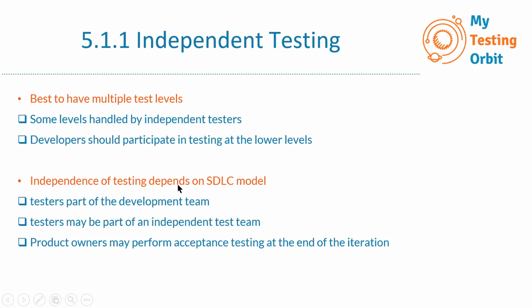Independence of testing also depends on the SDLC model. Okay, so now this one is also really, really important. So let's say if we are doing a waterfall project, then we are completing all the activities, and then at the end, we are doing testing. So in the end, maybe there is an independent test team in the same company, and then we can ask them to assign a test resource to that project, because now that project is finished.